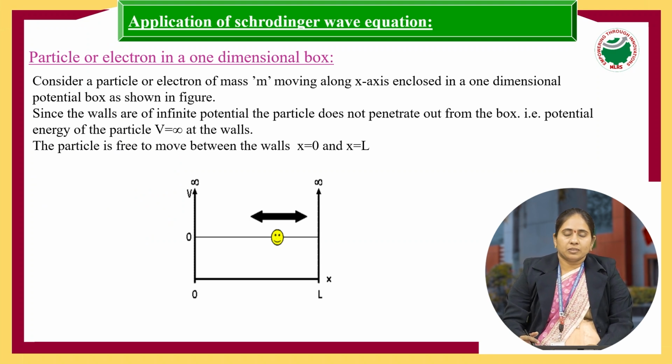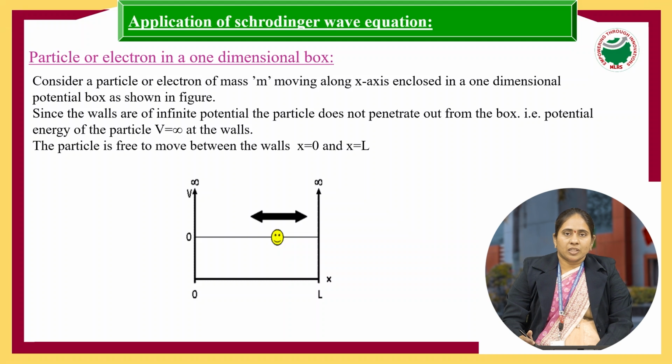In the last class, we derived the Schrodinger time independent wave equation. That is, each and every moving material particle has some wave equation, which was derived by Schrodinger in the year 1926. So now, what is the application of the Schrodinger wave equation?